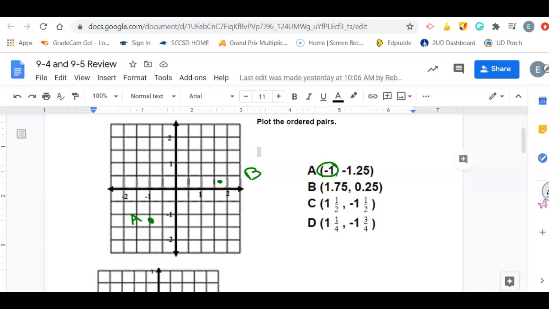Okay. What about C? Which quadrant is C in? Nikki? Quadrant 4. Good. Positive, negative. 1 and 1/2 goes to the right. Then I'm going down 1 and 1/2. Should be located right here. Do you agree? Awesome. And the last one, D. Which quadrant? Quadrant 3. Go 1 and 1/4. I'm going to be in between 1 and 1 1/2. -1 and 3/4. And between -1 1/2 and -2.